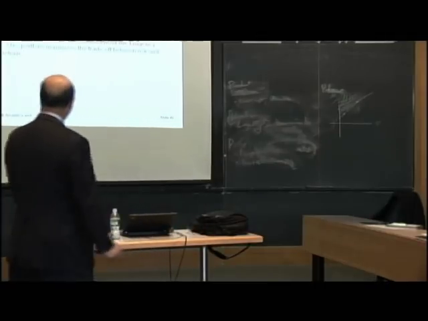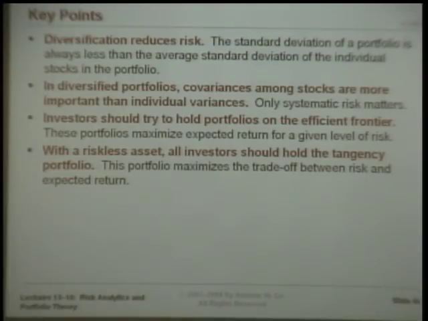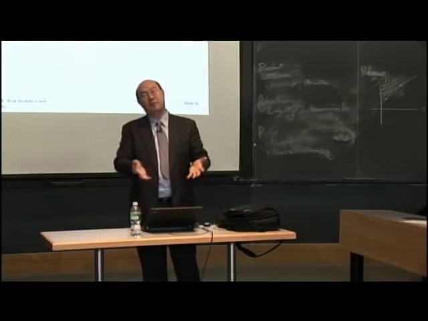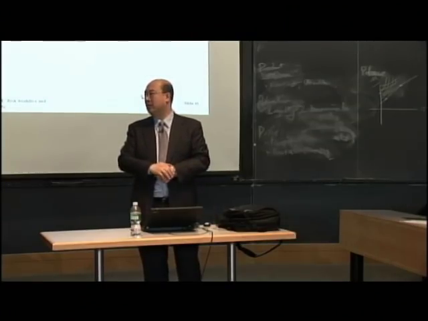Okay? So the key points for this lecture are diversification reduces risk. In diversified portfolios, covariances are the most important characteristics of that portfolio. It's not the variances, but the covariances. Investors should try to hold portfolios on the efficient frontier, that upper branch. And with the riskless asset, everybody is going to want to be on the tangency line. Okay? Those are the major conclusions from this analysis. And you can work all of this out analytically using the mathematics of optimization theory. But in fact, all of this can be done graphically as we have, geometrically. Okay?